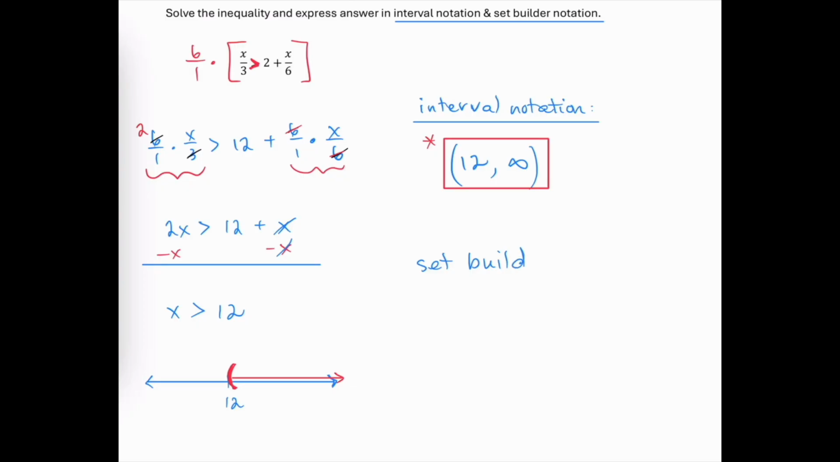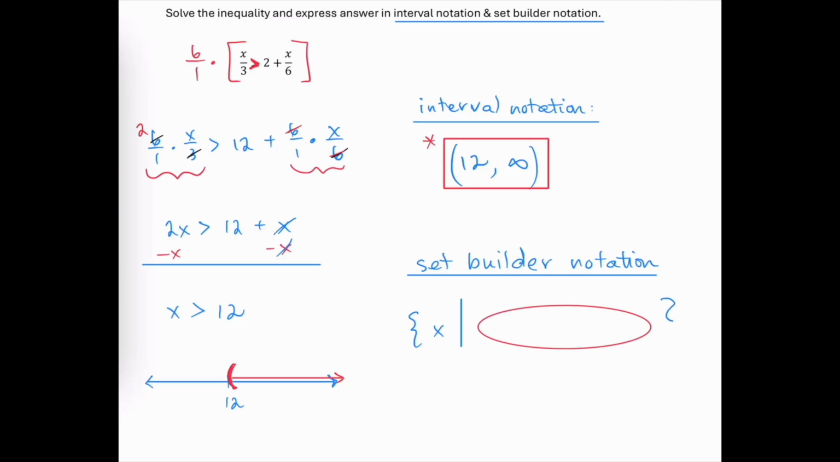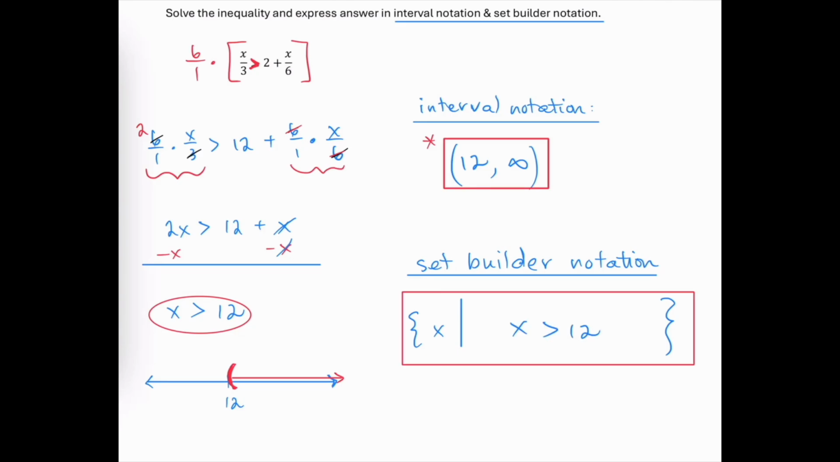We also need to express it in set builder notation. And for set builder notation, we always start with the same template. We have a curly bracket, which stands for the set of all x's. This vertical bar means such that. We leave some space in here for our criteria that needs to be met, and then we close the set with another curly bracket. Now the criteria that needs to be set in here, this is the landing spot for the inequality that we came up with a moment ago. And so we simply put that inequality into the criteria field, and that completes our set builder notation.